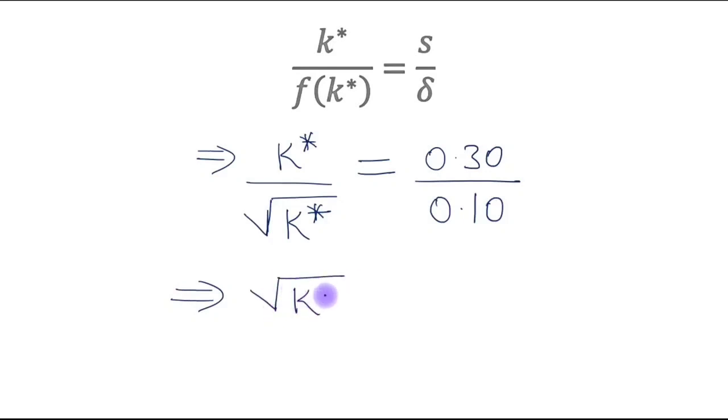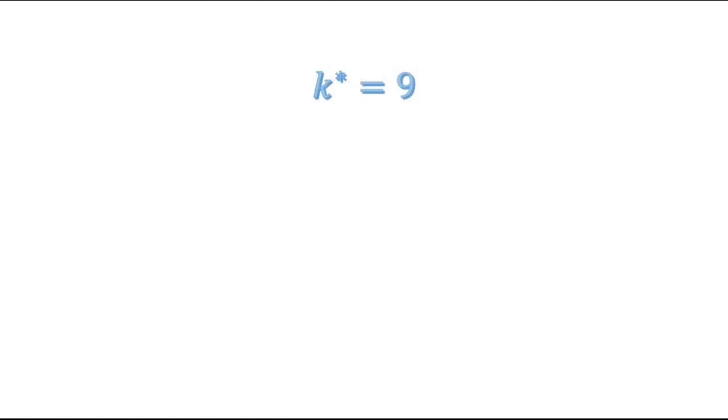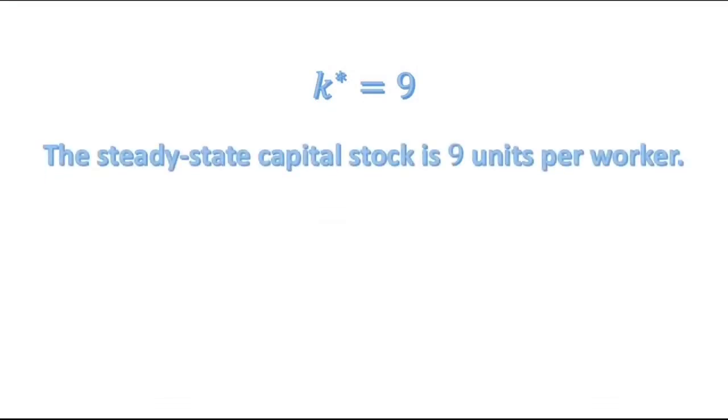Next step, root k star equals 3. Next step, k star equals 3 squared equals 9. K star is equal to 9. So we can write the steady state capital stock as 9 units per worker.